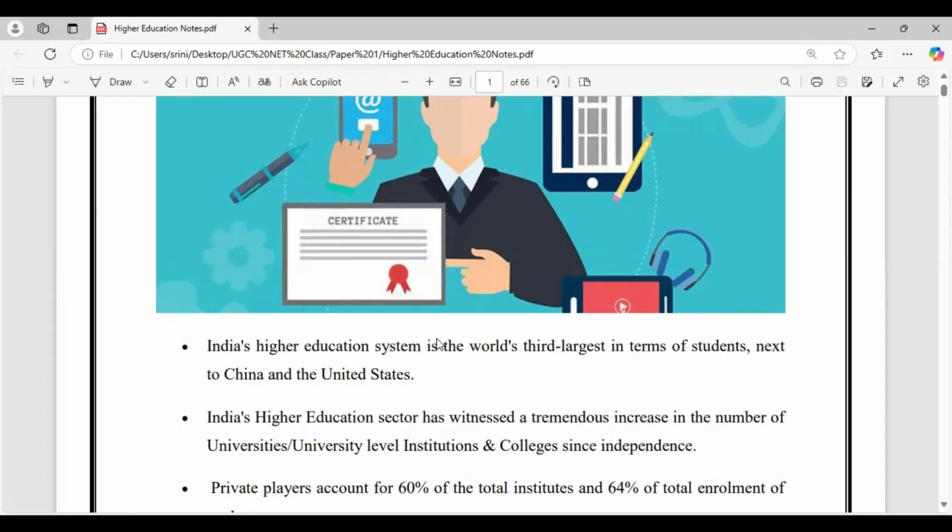We all know that the Indian education system is the third largest in terms of students, next to China and the United States. The gross enrollment ratio, we have seen. Now there is a new NEP policy announced by the government that students can be admitted two times per year. They have also announced multiple entry, multiple exit options.